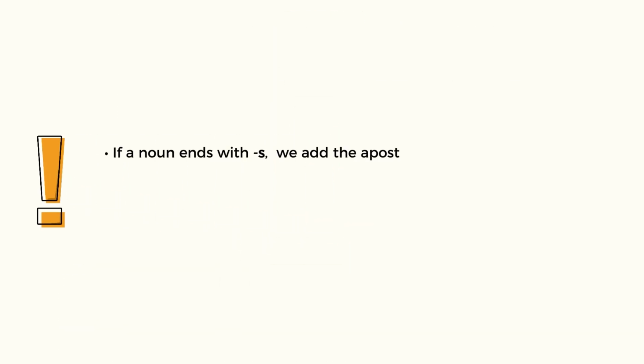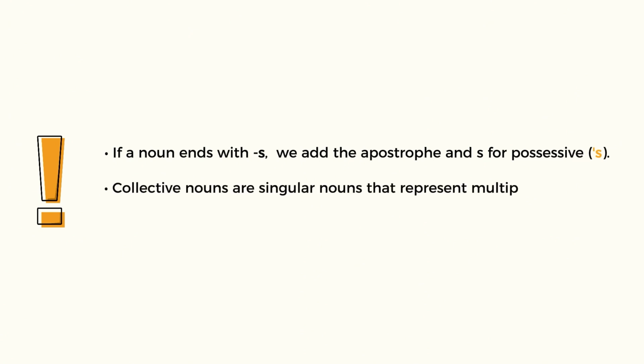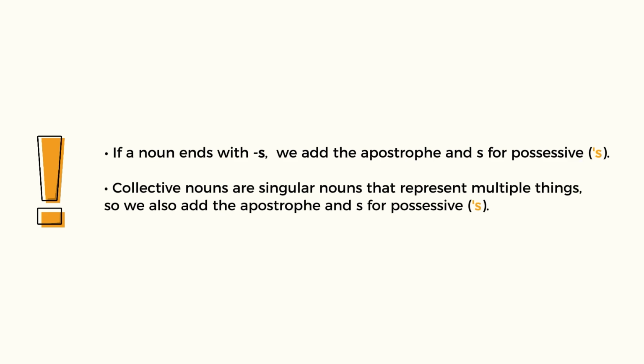Please note, if a noun ends with s, we add the apostrophe and s for possessive. Collective nouns are singular nouns that represent multiple things, so we also add the apostrophe and s for possessive. For example, the family's day out.